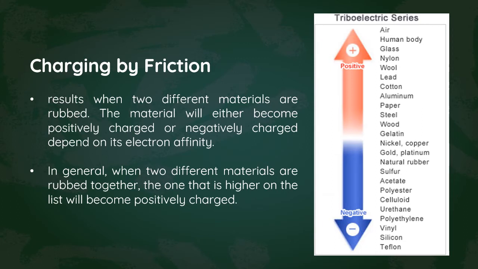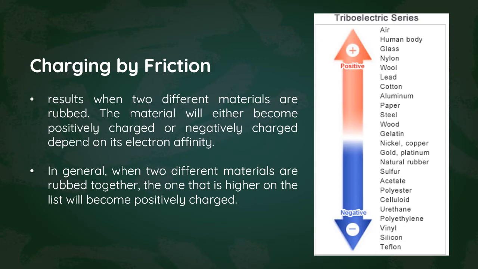Now, what is electron affinity again? Electron affinity is the measure of the attraction of an atom to an electron. Or we can also say that electron affinity is the tendency of an atom to become negatively charged. Materials comprised of atoms with high electron affinity are capable of gaining electrons from those with lower electron affinity.